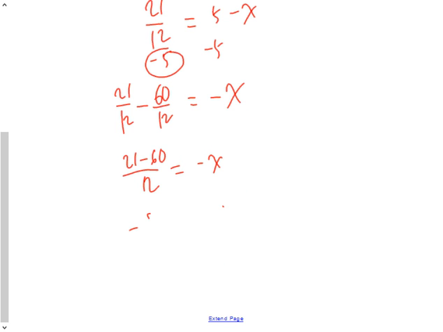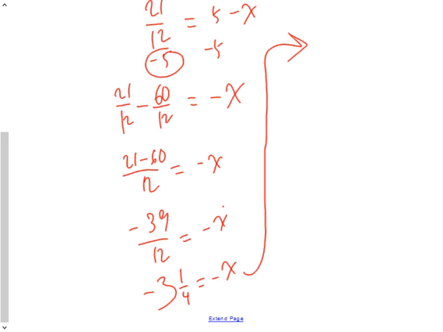Negative 39/12 equals negative x. And negative 3... 3/12, or what's 3/12 in lowest terms? A quarter, equals negative x. It's a lot of work. Your final step is therefore x equals 3 1/4, because you divide both sides by negative 1.